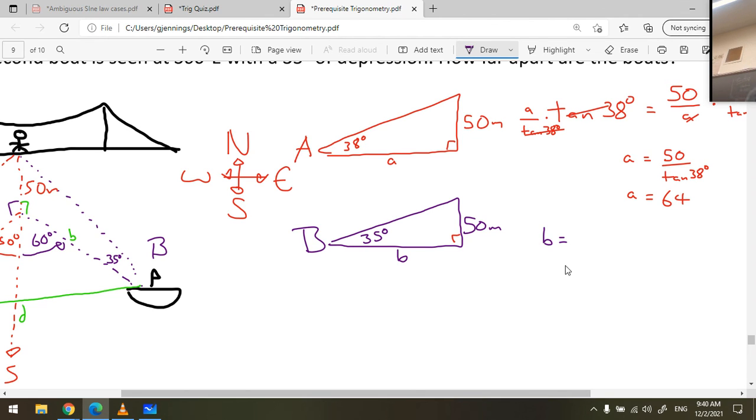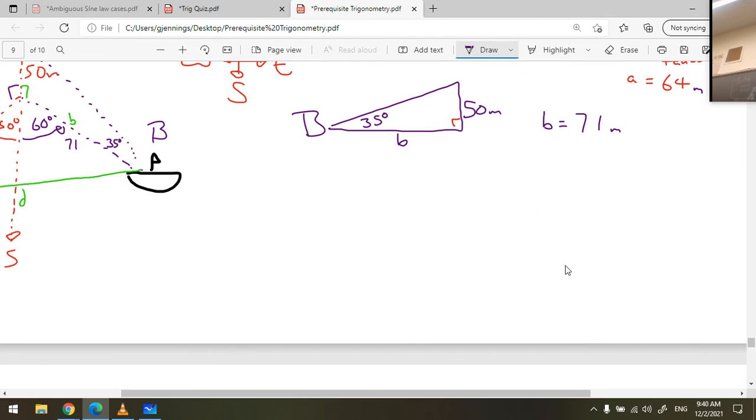So what is it? What's B? What are you guys getting? I know you have it. 71.4. Great. So B is 71.4. We're going to call it 71 because we're just keeping one decimal place here. So now I'm going to label that. This is 71.